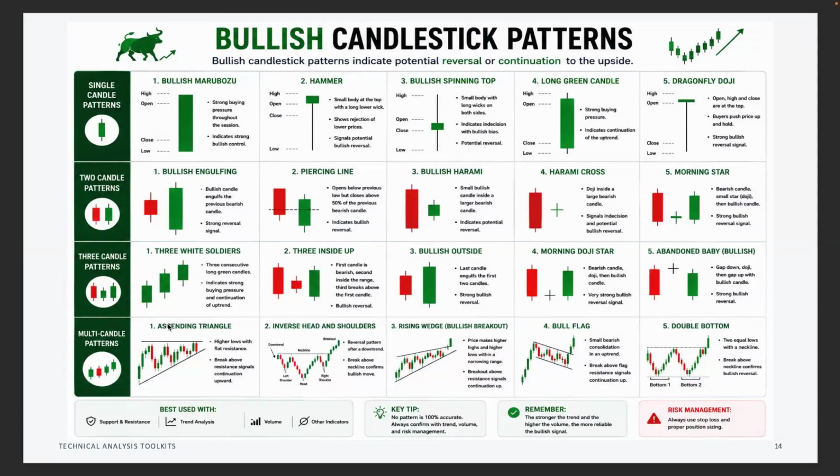As you get used to reading charts, you begin to see all these things pop up on the chart. Then you begin to understand what they mean. When you see a morning star, when you see a hammer, when you look at multiple candles together, you can see that it's forming something like an ascending triangle, inverse head and shoulders, rising wedge, bull flag, or double bottom. All these are bullish signs that you will see on the chart. Once you see it, you know that, okay, we are going bullish on this particular stock.